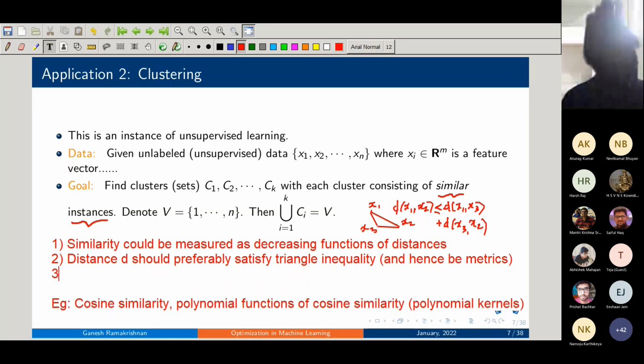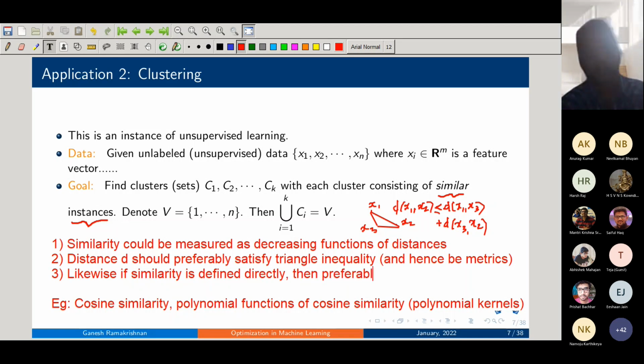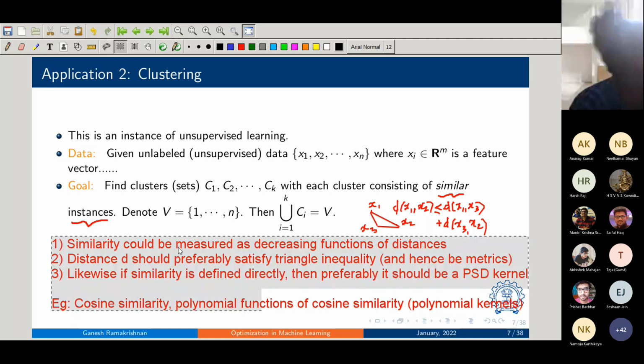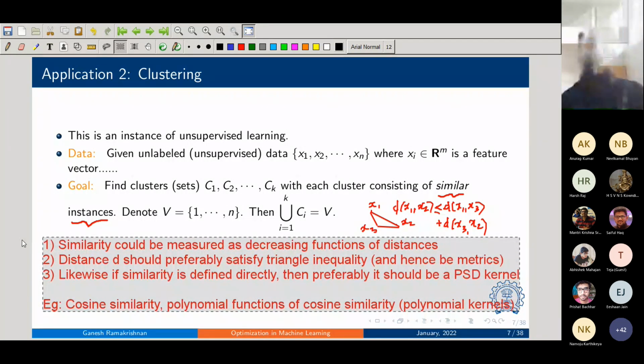If you are looking at similarities, then you can think of them as kernels. And if you are directly using a kernel as the similarity, then preferably it should be a positive semi-definite kernel. Again, this is more from the ML perspective. If you have done an ML course, great. Otherwise, you can go and read up on what a positive semi-definite kernel is.